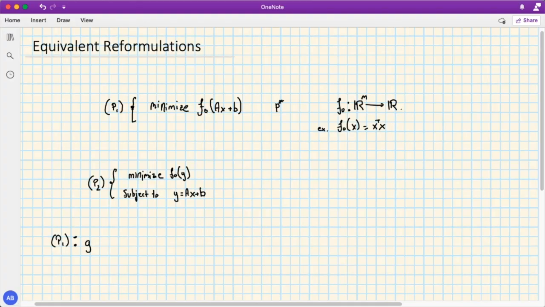So in case of equality constraints, g of nu is defined as the infimum over x of L(x, nu), where nu is the Lagrangian multiplier, right? So what is the Lagrangian function of problem P1? If I want to define it, it is nothing other than f0 of Ax plus b, right?